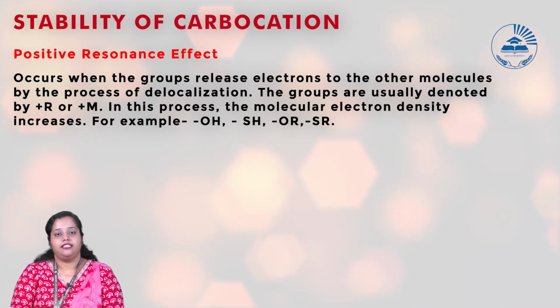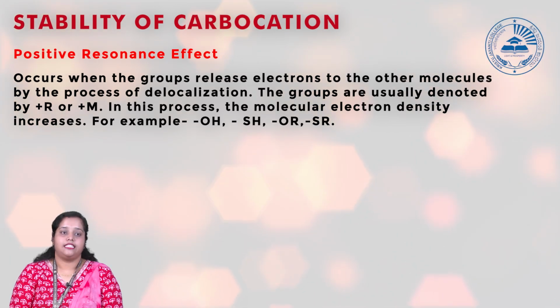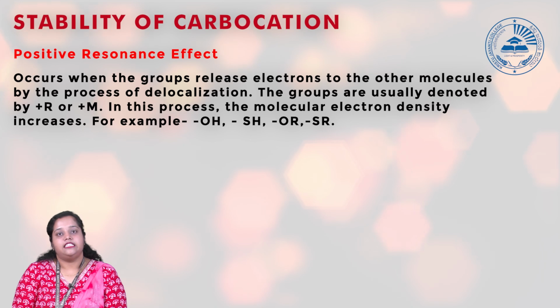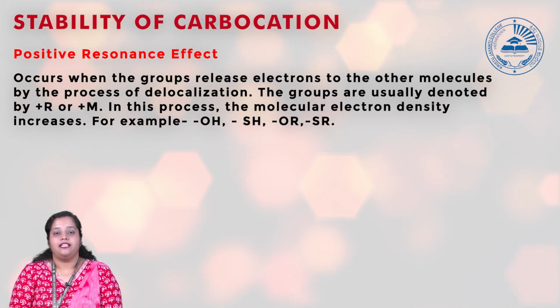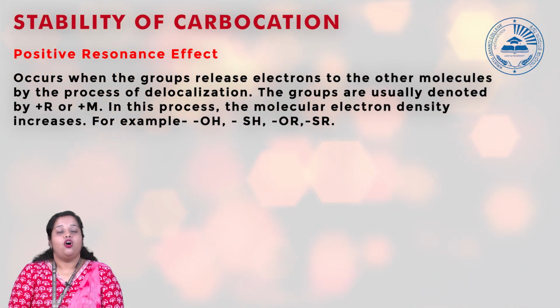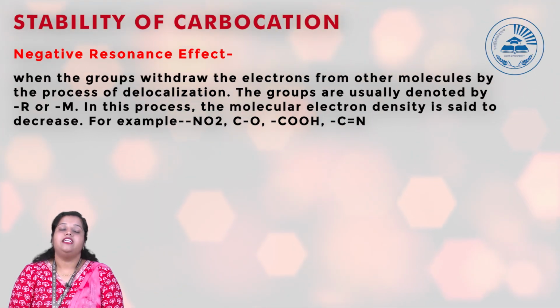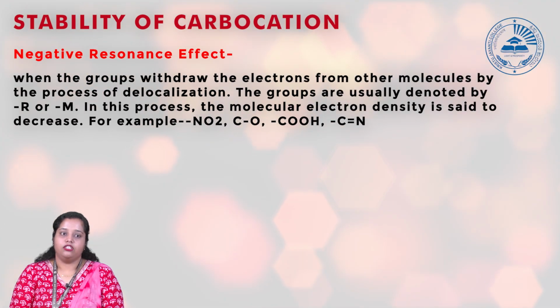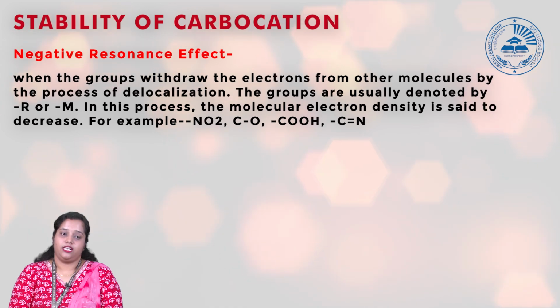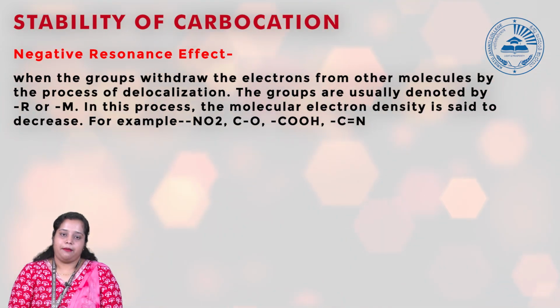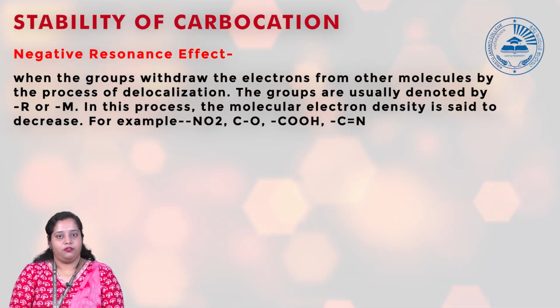Positive resonance effect occurs when a group releases electrons to other molecules by the process of delocalization, and it is denoted by plus R or plus M effect. For example, OH group, OR group or SR group. Negative resonance effect is when groups withdraw electrons from other molecules by the process of delocalization. Again, it is denoted by minus R or minus M. For example, NO2 group, carboxyl group, CN group.